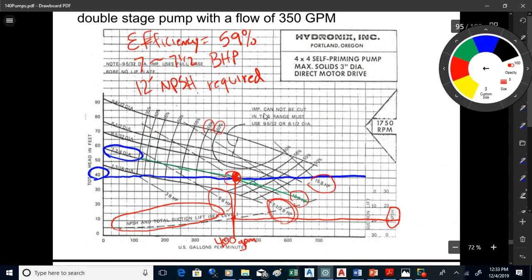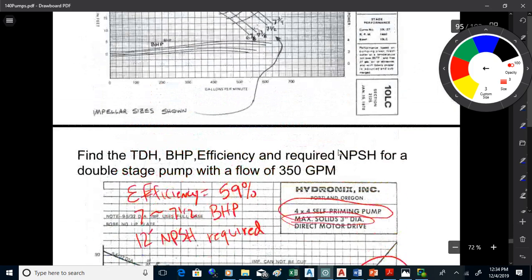Notice this is a self-priming pump. Maximum solids 3-inch diameter, so that appears to me to be a sewage pump. So an open impeller, and notice the effect that has on the efficiencies. On the other one, we were looking at 80 or 90% efficiency. On this one, we're looking at 50 or 60. So that open impeller won't clog as much, but you pay for that with efficiency. Looking at 1750 RPM. Okay. So we good with that?